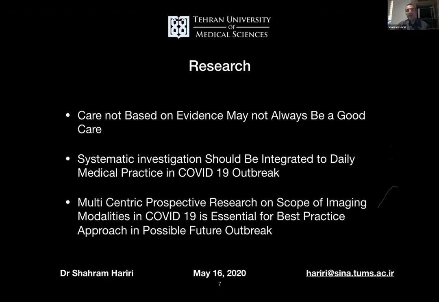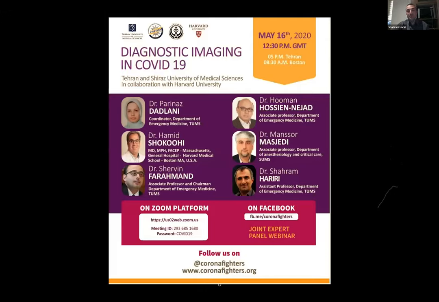Today, other panel members will discuss much about these imaging modalities in screening, diagnosing, and management of COVID-19 patients.